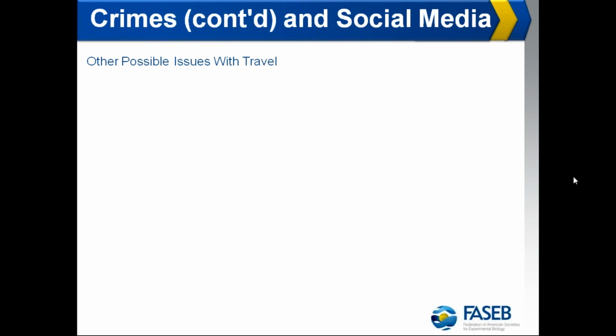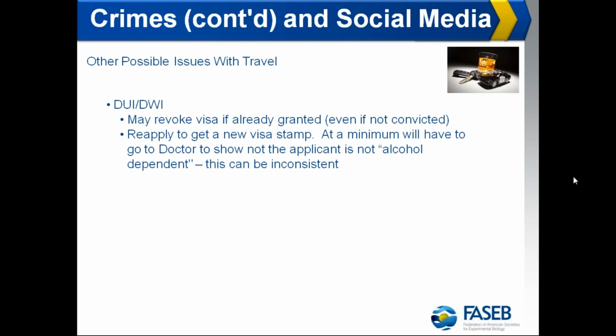Some other possible issues with travel include alcohol-related arrests. This is important. Even if you have already been in the United States or are in the United States, the Department of State may revoke a visa that has already been granted, even if you are not convicted of the offense. So if, for example, you got a DUI or a DWI, and even if you were not convicted, you will, in all likelihood, have to go to a physician before the visa appointment to show that you, as the applicant, are not alcohol dependent. And I can't stress this enough, this does not even require a conviction.